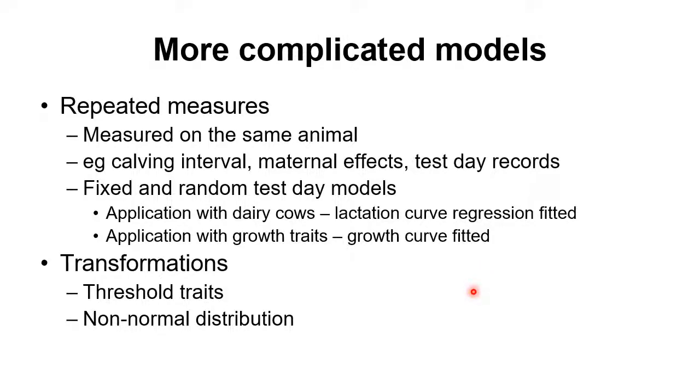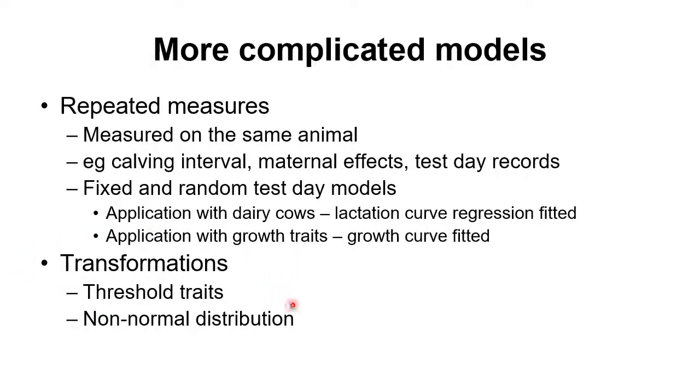So there are also more complicated models like repeated measures. We have mentioned that, measured on the same animal, repeated from one day to the next. Test day records, for example, in dairy cattle is a very good example of such repeated measures. You can either work on test days, or you can also use a random regression model for that. And that's where we fit the lactation curve as a regression, and it's also possible for growth traits to fit the growth curve as a so-called random effect.